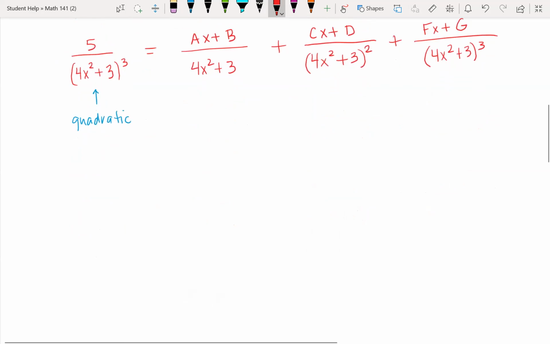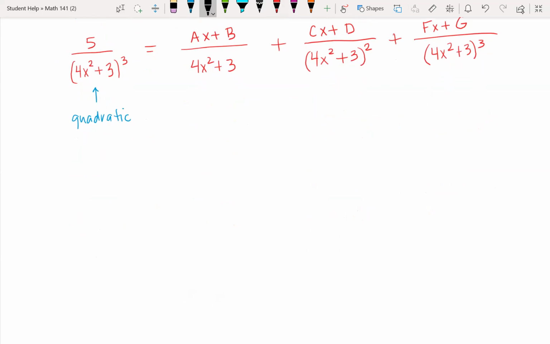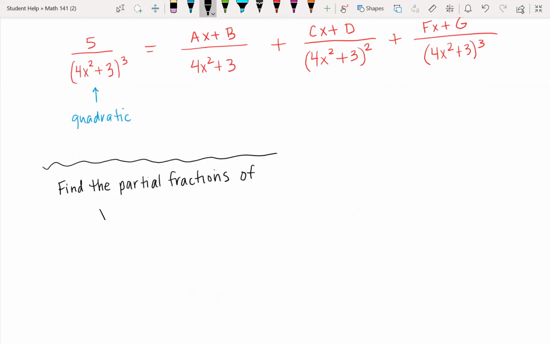Okay, so for our first example, let's find the partial fractions of x plus 7 over x minus 3 and x plus 2.